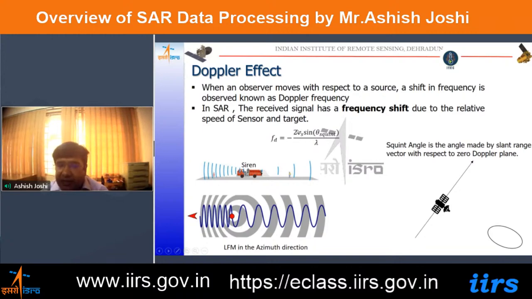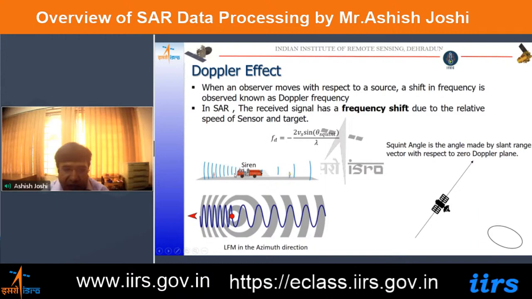Here Vs is the satellite velocity, and theta is the angle made by the SAR sensor, which is called the squint angle. So this is the formulation. With the movement, we can see the truck moving in this direction, so here the frequency is increasing, and here the frequency is decreasing.